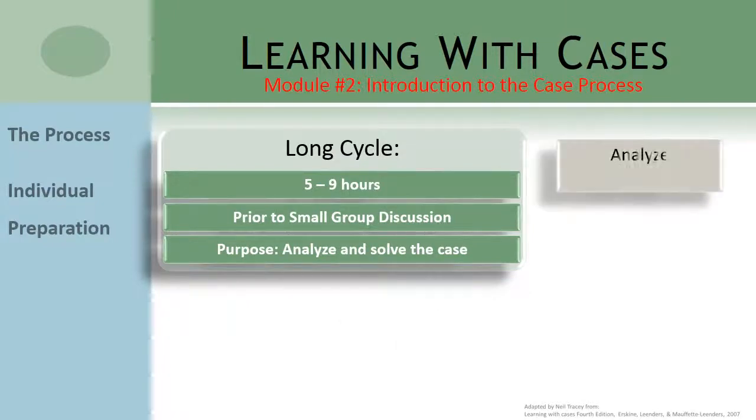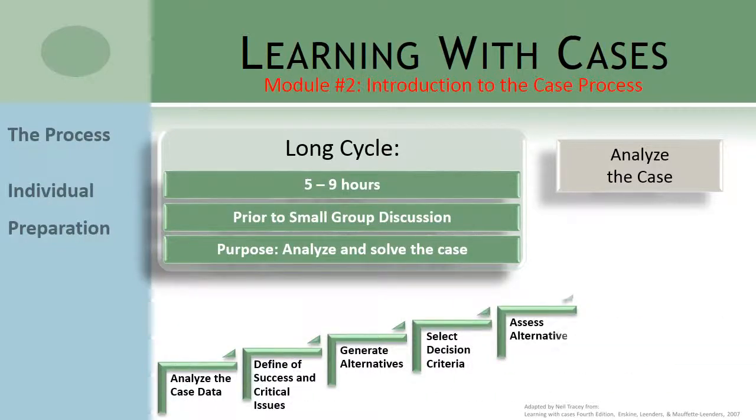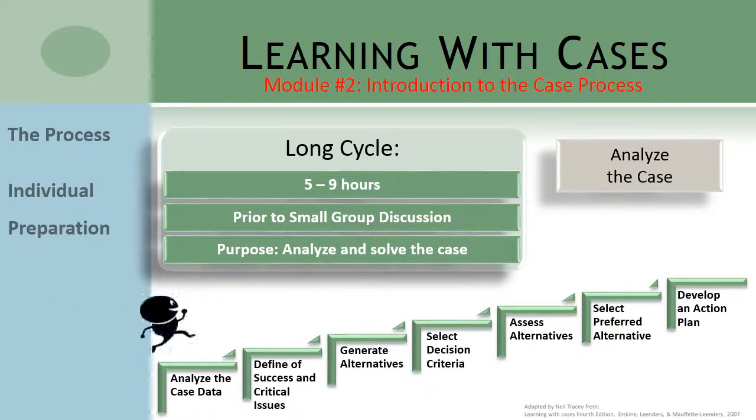Once you have read the case in detail, you will move into the analysis of the case. By reviewing and analyzing the details of the case, you will be able to develop a concise yet comprehensive definition of success and identify the critical issues that must be addressed in order to achieve your definition of success. From there, you will generate alternative courses of action along with the decision criteria against which you will evaluate each alternative. You will then conduct further analysis to assess each alternative, allowing you to select the best solution and develop your action plan.